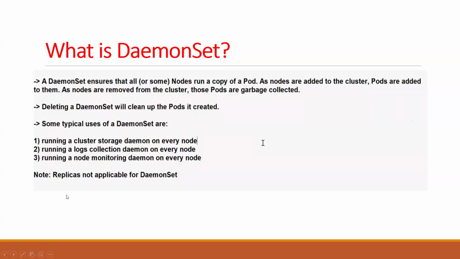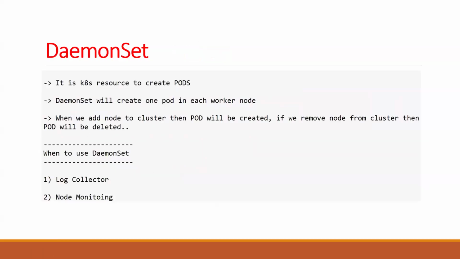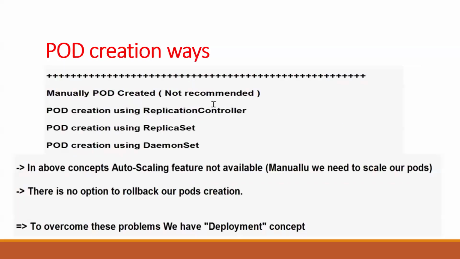It is simple. There are two worker nodes, and pods run on both worker nodes. A copy of the pod is created on each node, for monitoring purposes. It is a Kubernetes resource. A daemon set will create a pod in each worker node. When we add a node to the cluster, a pod will be created. If we remove the node from the cluster, the pod will be deleted. So we can use it for log collection and node monitoring.